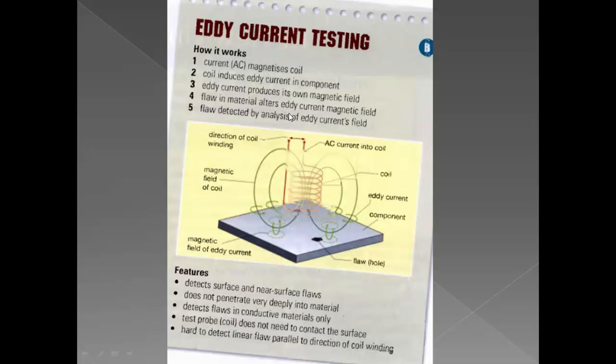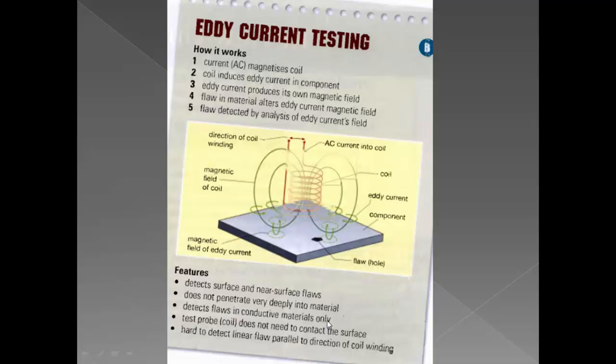Then a flaw in the material alters the eddy current magnetic field. A flaw in the material will disturb the eddy current, and the flaw is detected by analysis of the eddy current field. The features of eddy current testing: it detects surface and near-surface flaws. The currents do not penetrate very deeply into the material, so they do not go inside of the material.